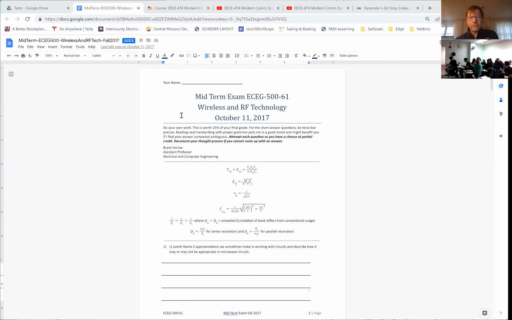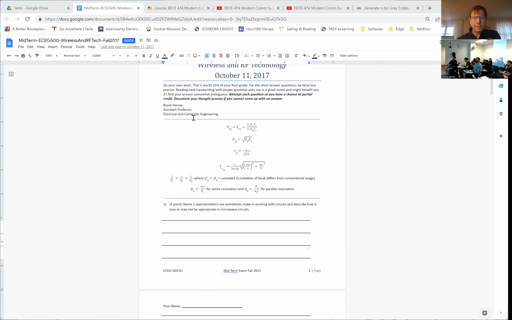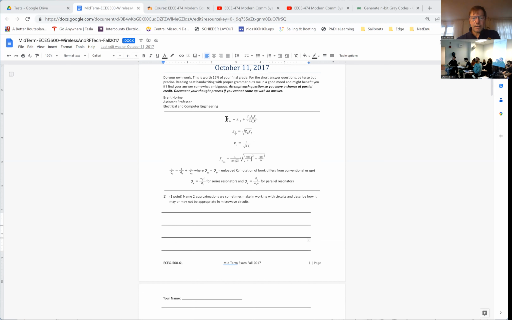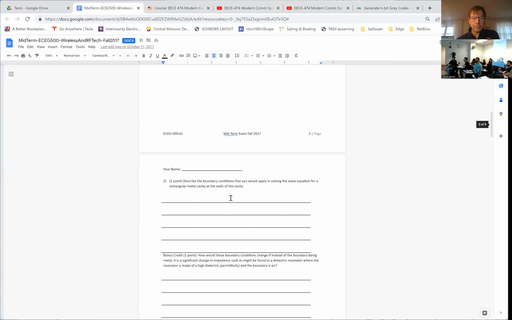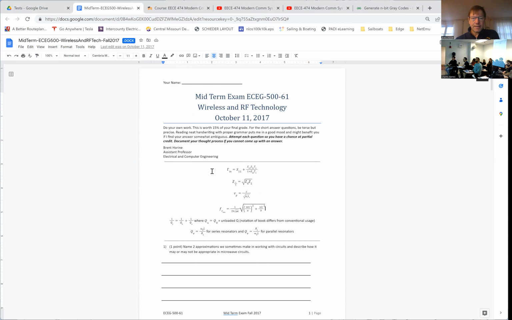So, for example, this is a test I gave several years ago for a graduate course on microwave stuff. Here I gave the students a certain number of formulas, and then they've got a number of questions to work through. It's up to you to figure out which formula to use and how to use them.